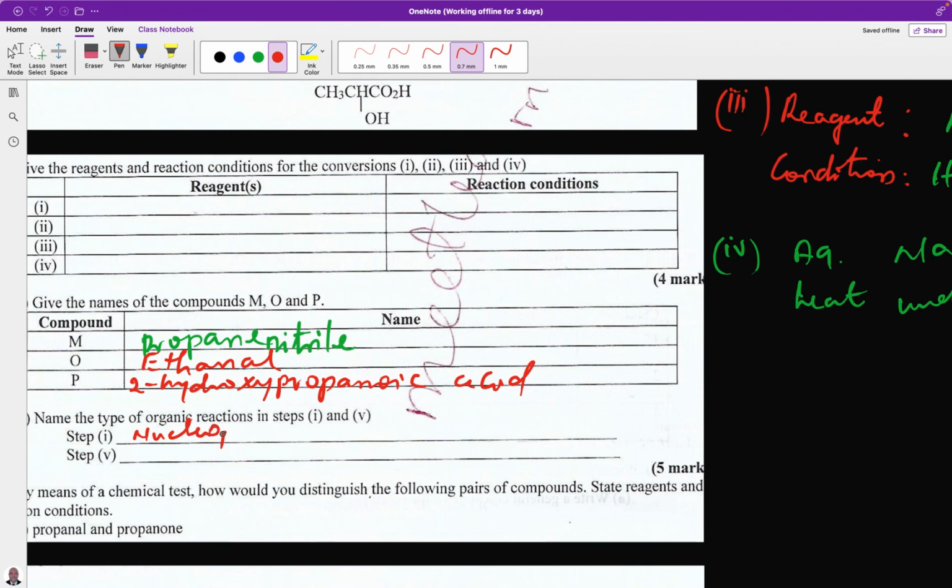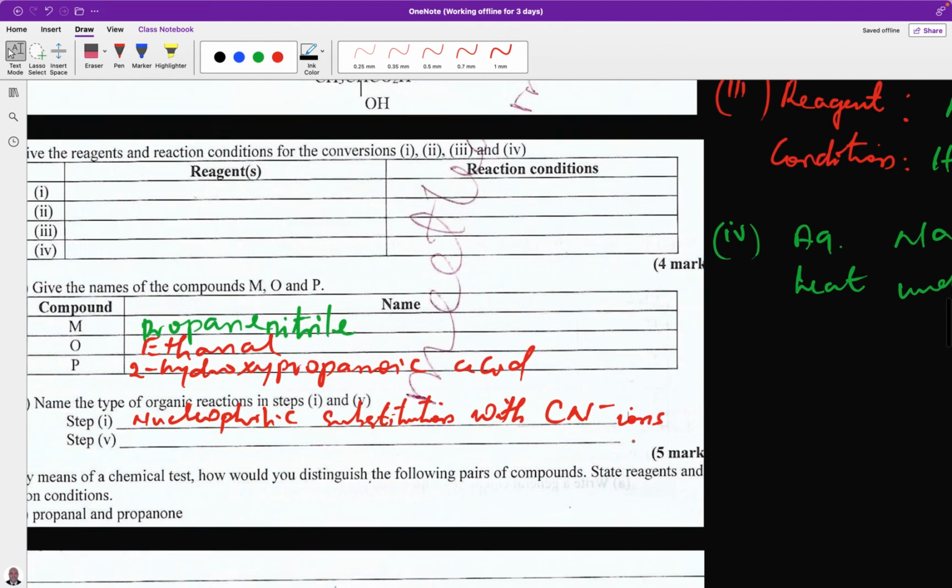Nucleophilic substitution with the cyanide ion. Nucleophilic substitution with a CN- ion, cyanide ions. That is what is happening in 1.